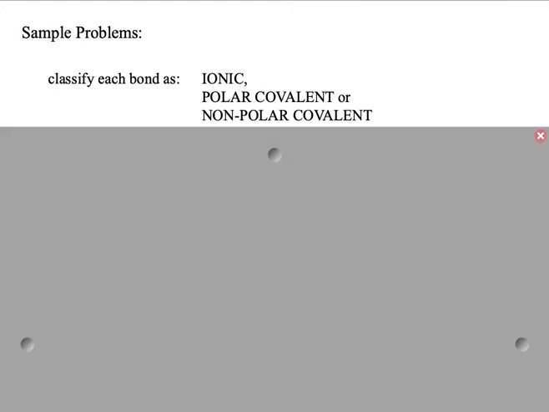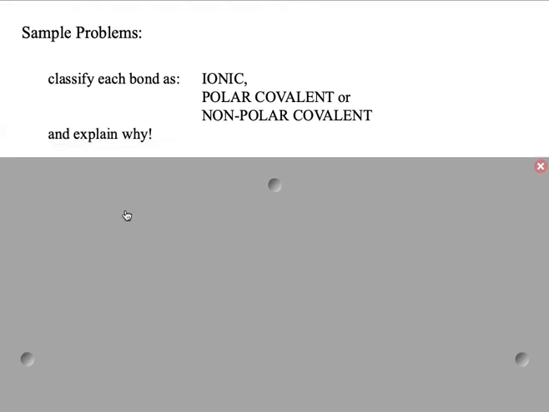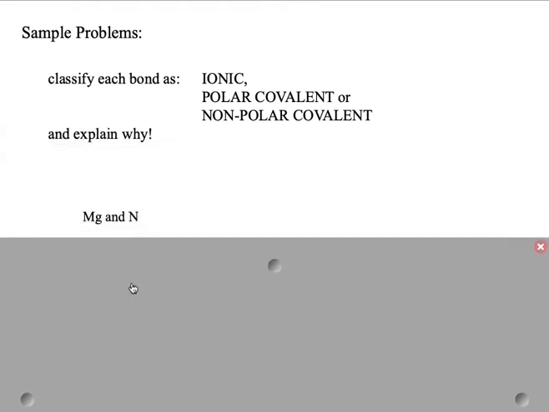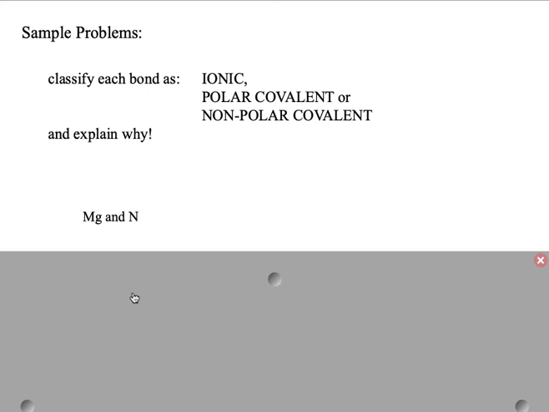So let's do some examples of classifying bonds. I'm going to give you pairs of elements, and we're going to classify each bond as ionic, polar covalent, or nonpolar covalent. And we'll explain why. Here's the first example, magnesium and nitrogen. Well, I find them on the periodic table. I see magnesium as a metal, nitrogen as a nonmetal, so I'm going to say that this is an ionic bond.